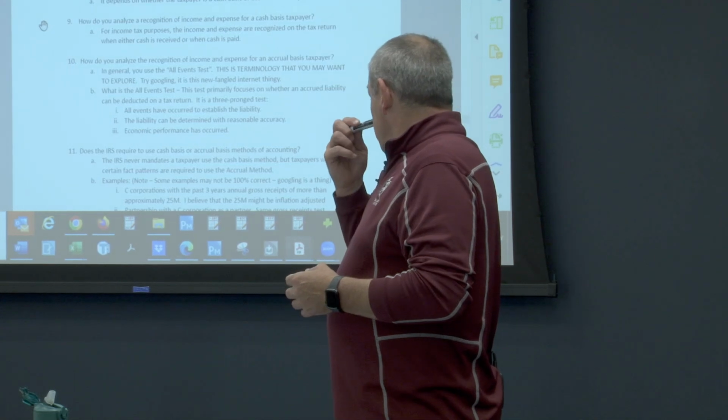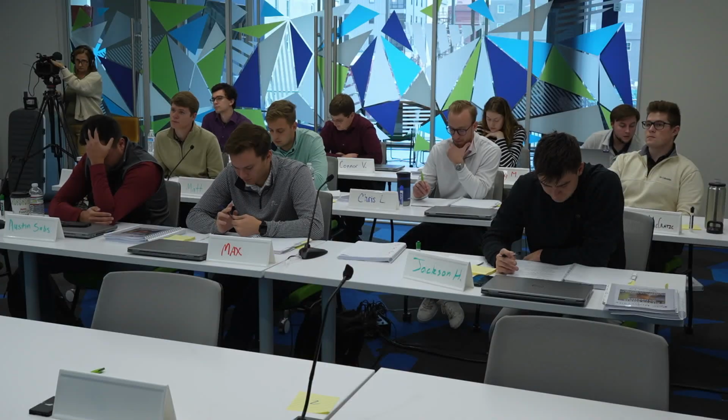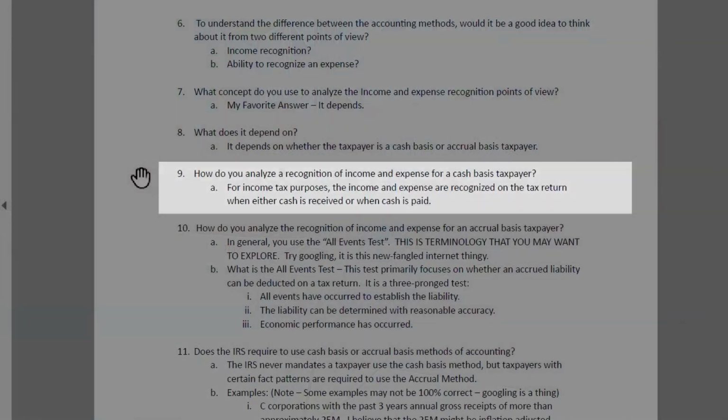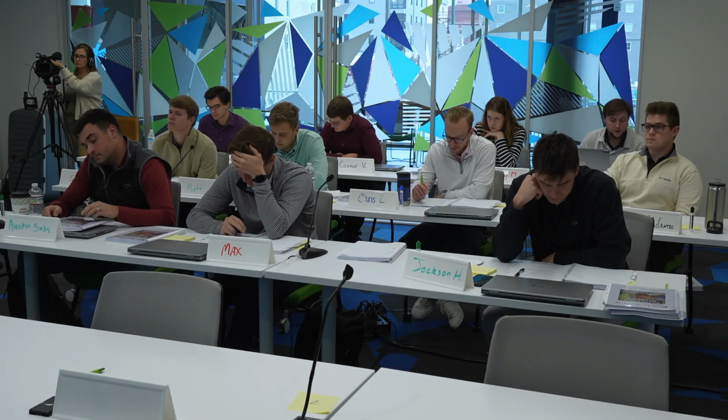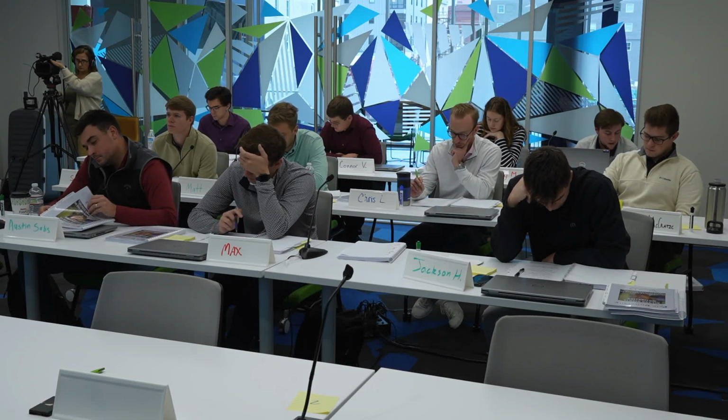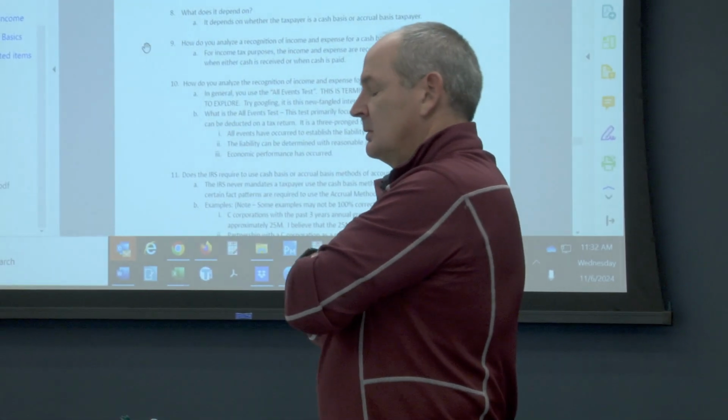Connor, what's 9 say? How do you analyze a recognition of income and expenses for a cash basis taxpayer? For income tax purposes, the income and expense are recognized on the tax return when either cash is received or when cash is paid. Okay. How do you analyze the recognition of income and expenses for an accrual basis taxpayer? No, we're going to stick on the other. Sorry.